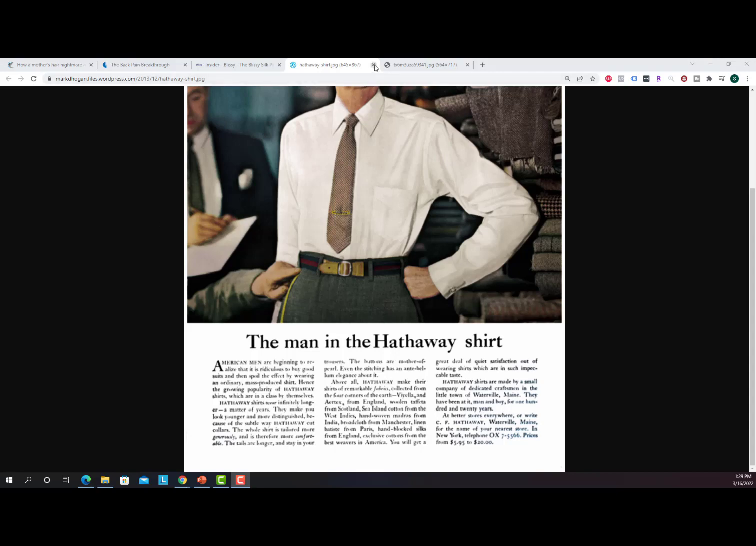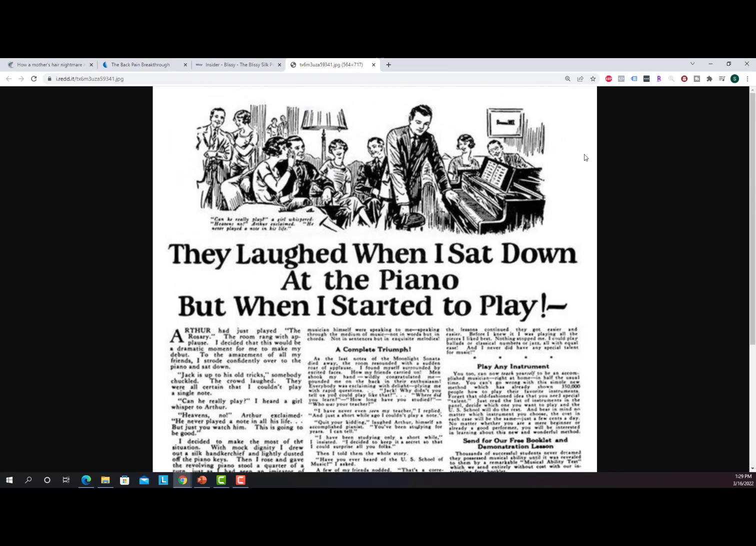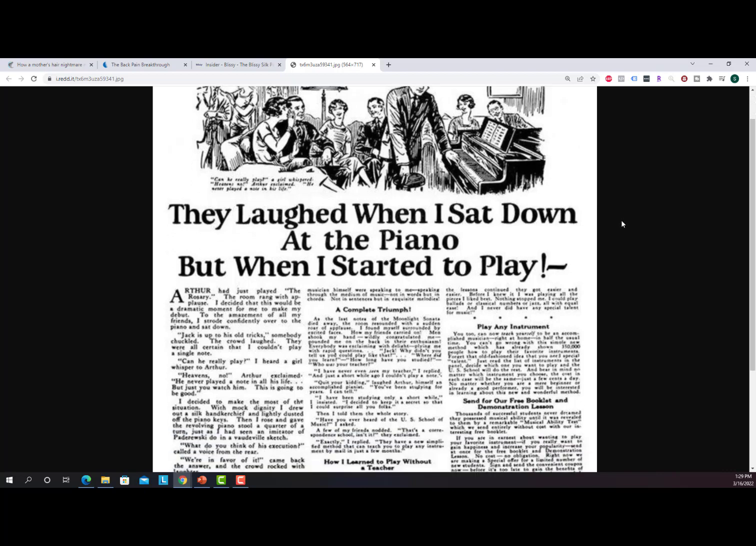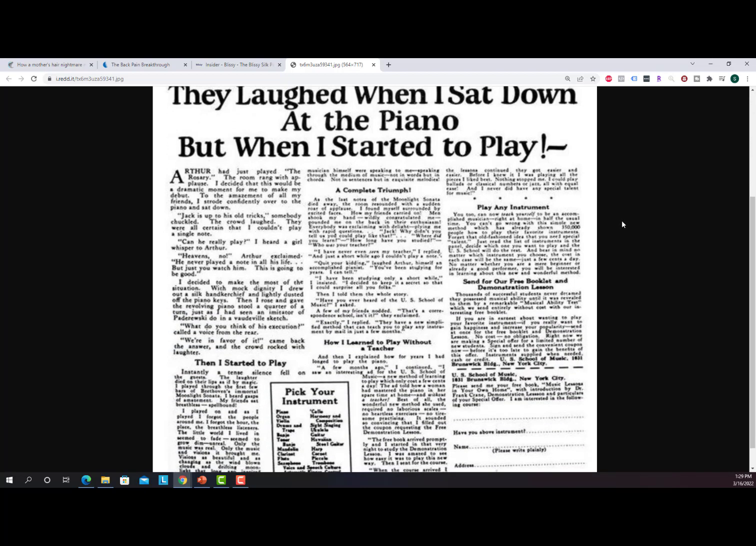The next example I want to show you is the one we've already spoken about. It's the piano story. "They laughed when I sat down at the piano, but when I started to play..." Again, you're telling a story. This is more traditional story lead. "Arthur had just played the Rosary. The room rang with applause. I decided that this would be a dramatic moment for me to make my debut. To the amazement of my friends, I strode confidently over to the piano and sat down. 'Jack is up to his old tricks,' somebody chuckled."